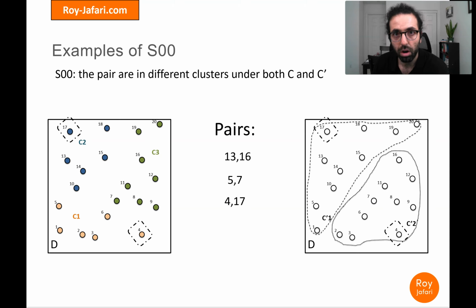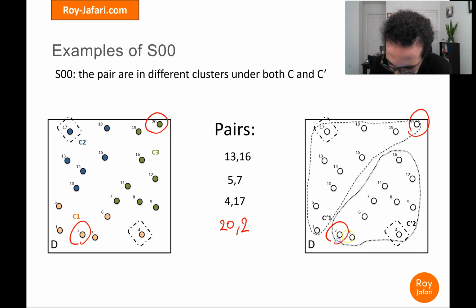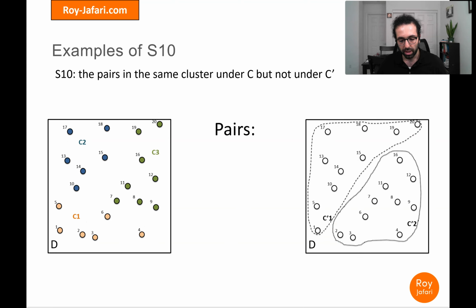Let me offer another example here. Let's look at 20 and 1. You can see they're not under the same cluster here. Actually 20 and 2. So I made a mistake. And they're not under the same cluster here either, right? So let's move on to another situation.